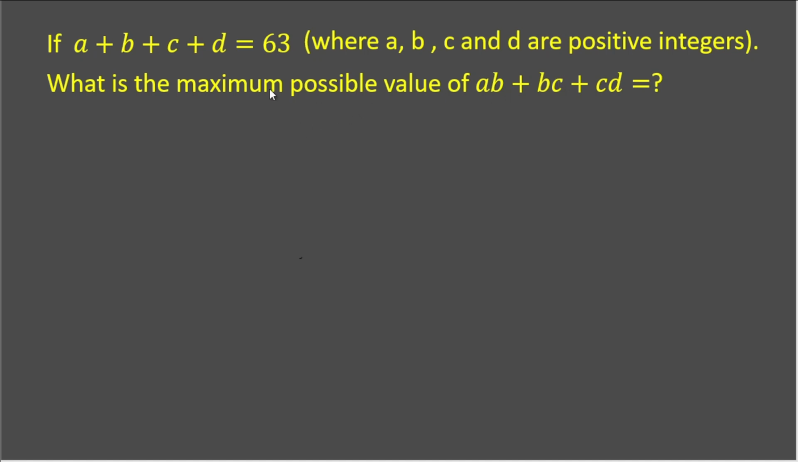Today in this video, we'll solve this algebraic problem. The problem here is: if a plus b plus c plus d is equal to 63, where a, b, c and d are positive integers, then we have to find the maximum possible value of AB plus BC plus CD.